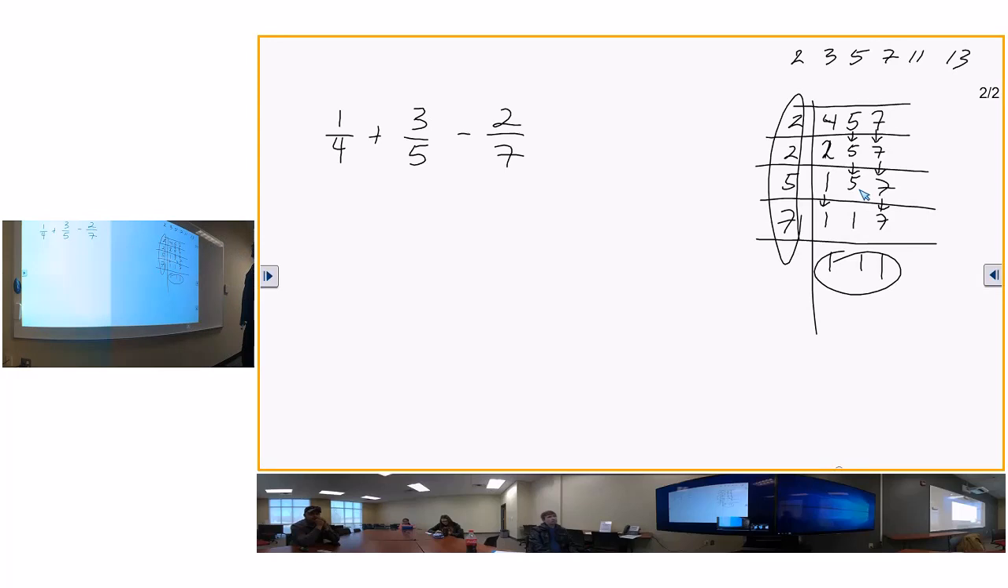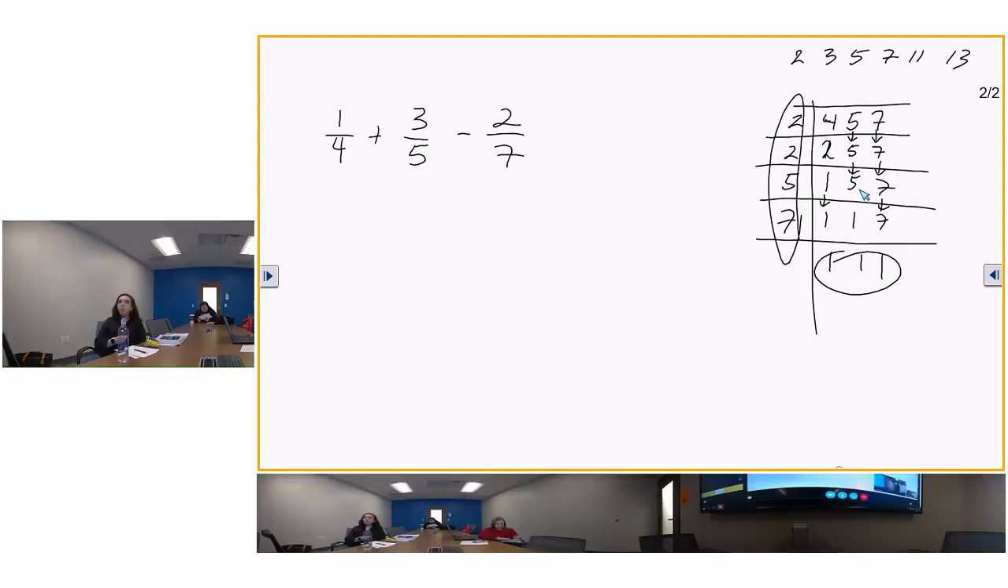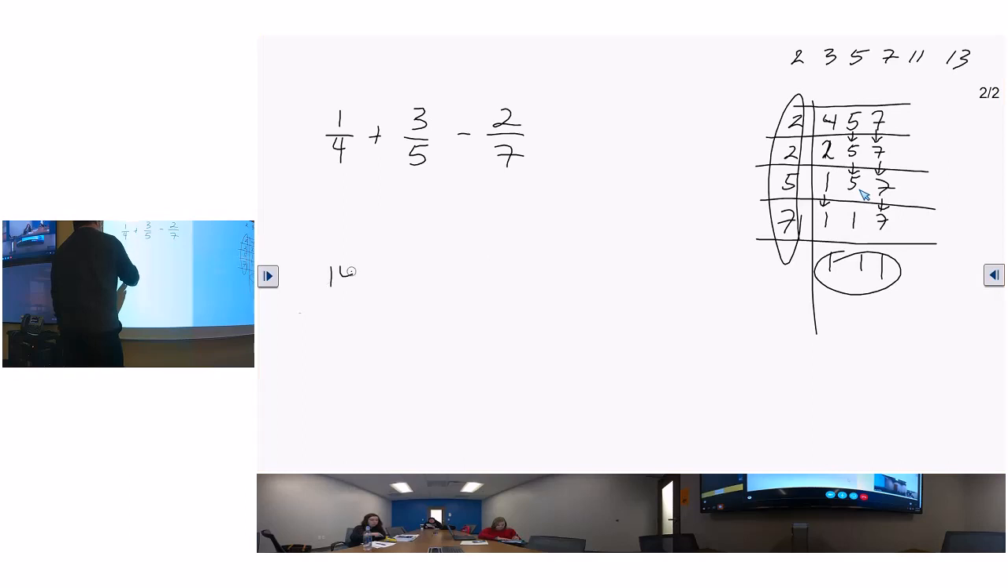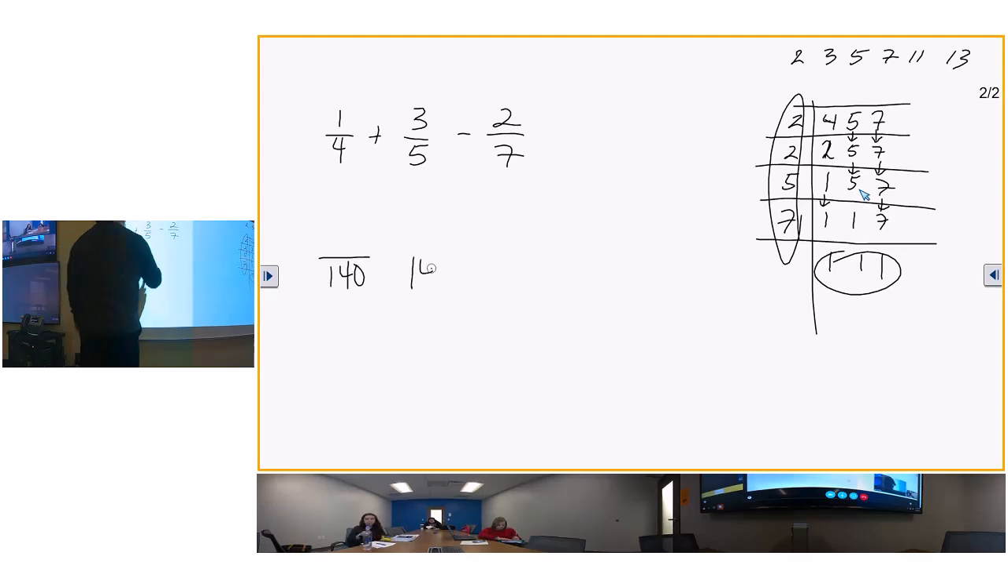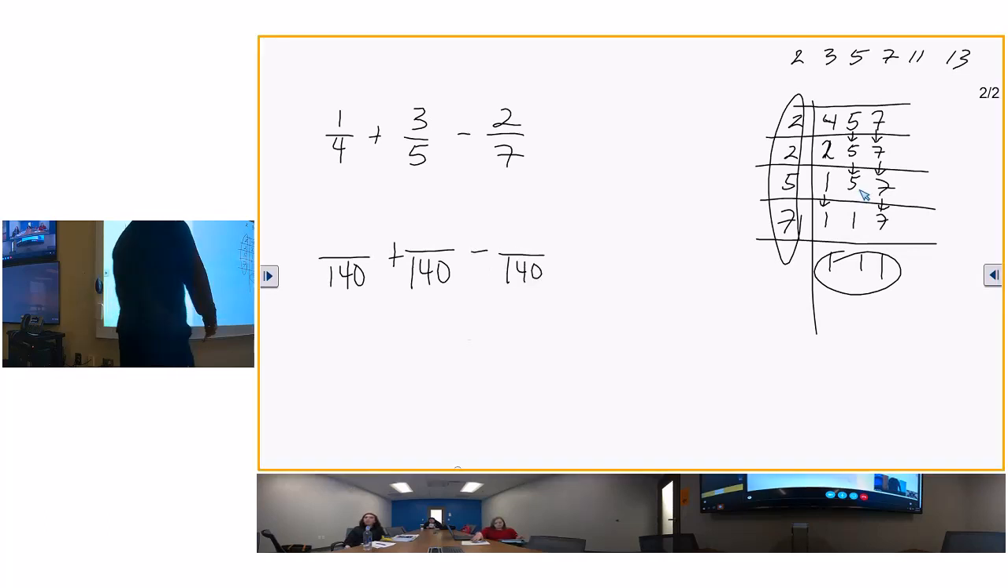So 4 times 35, somebody tell me what that comes out to be. 140? Yes, sir. So 140 is your common denominator. That was just luck that I multiplied it and it came out to be the same. But here's the good part about using this, you don't even need a calculator.